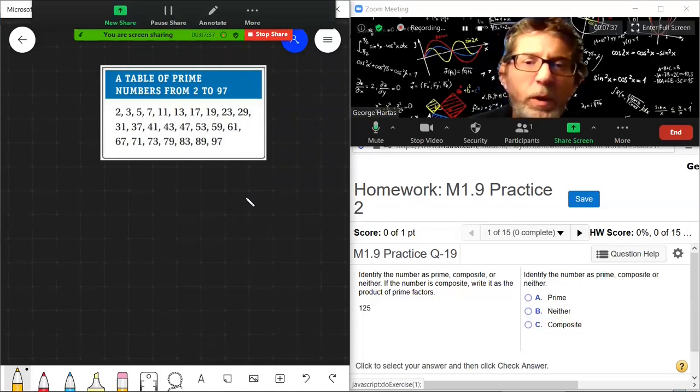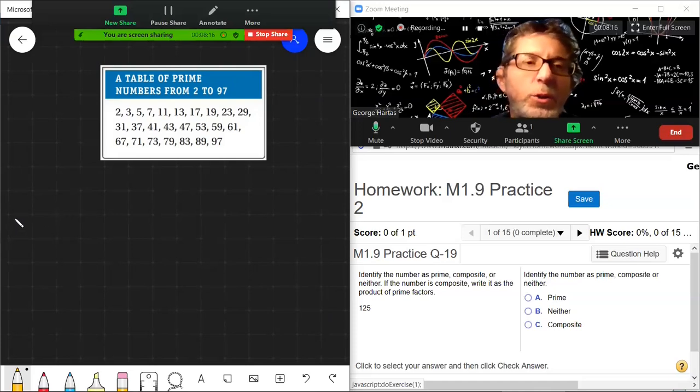All right, so we have 125. Now, one thing we can do is look to see if 125 is on this table of prime numbers. It's not, only because this cuts off at 100 or so, 97. So we have to find a different strategy to determine if this is prime, composite, or neither. Basically, we have to ask the question: can 125 be broken down into factors other than 1 and 125?